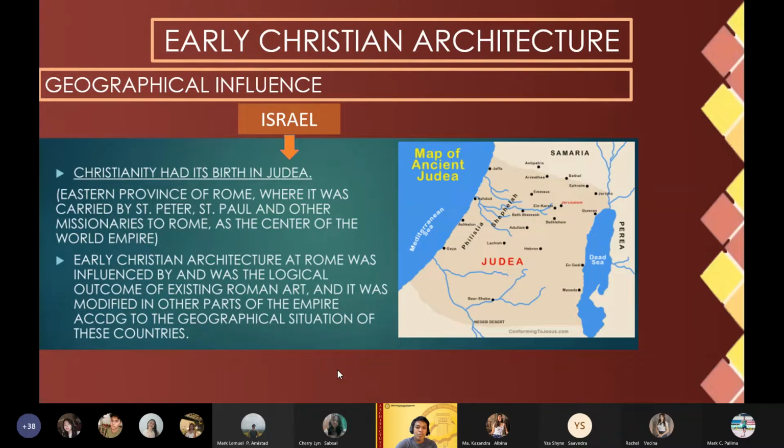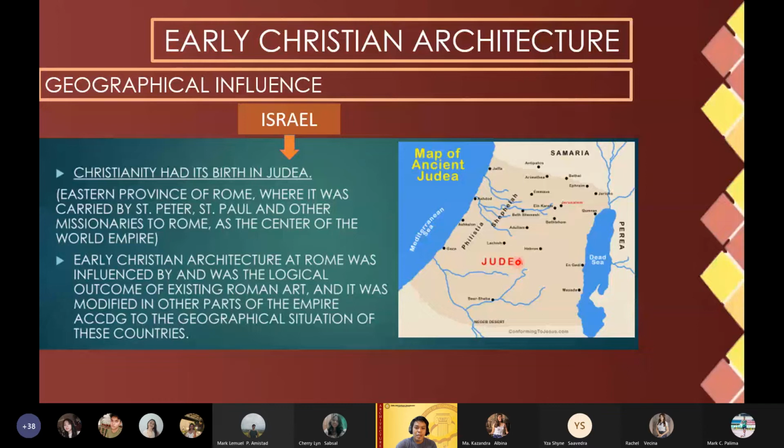So, eastern province of Rome, where it was carried by St. Peter, St. Paul, and other missionaries to Rome as the center of world empire. So, from the Judea, these missionaries, kani sila si St. Peter, St. Paul, ni-travel ni sila. Travel north, travel south, travel east to preach, to baptize other people na mo join na sa Christianism movement or the Christianity.